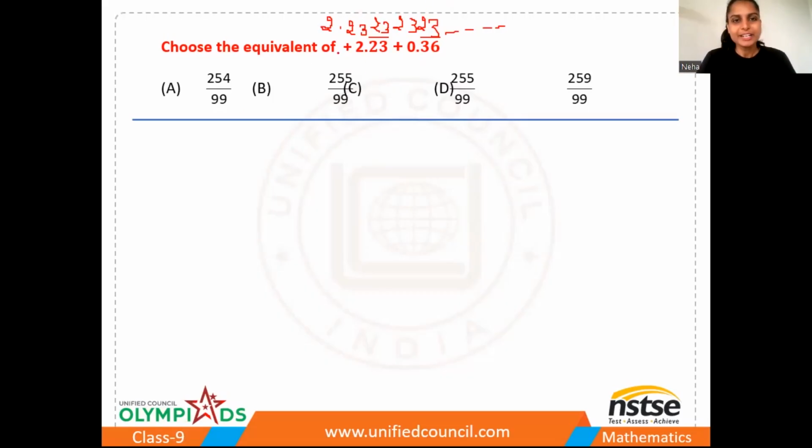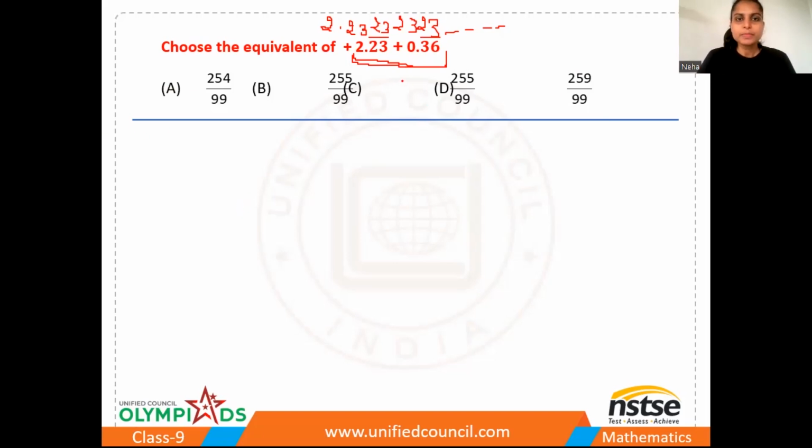All right. So here, students, I have to find the value of this term. And one more thing I can see in the options is that all the options are given as fraction values. So what we have to do first is convert these numbers into fraction values.